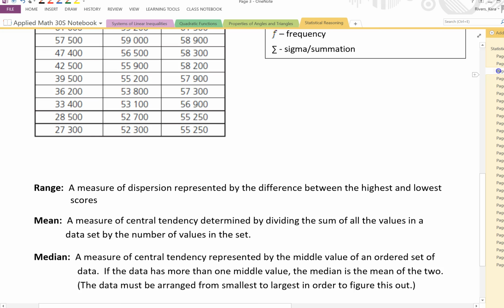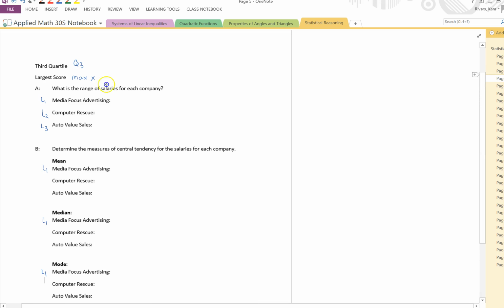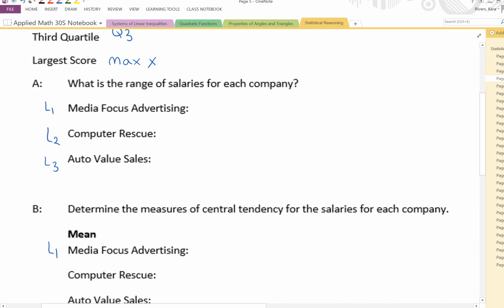Okay, so let's put that into our page here because they're asking us for the range. So for media focus advertising, we would take our biggest score, subtract our small score from that, and we would get a range of 217,700. So that's how you figure out the range. This is max X, and this is min X.